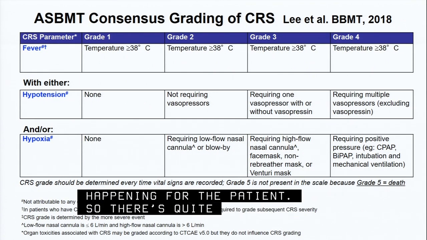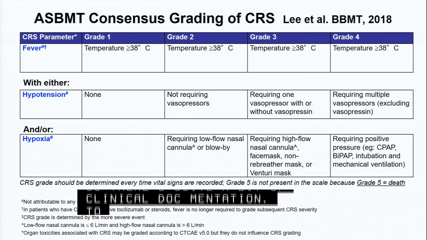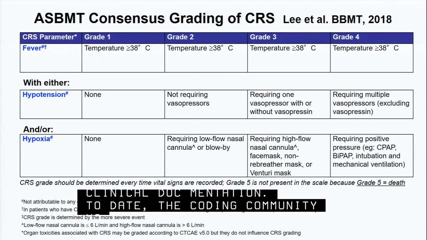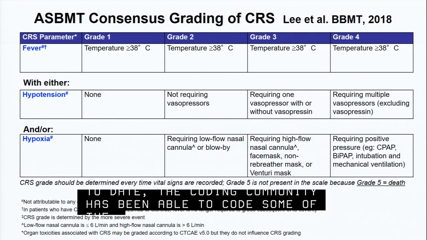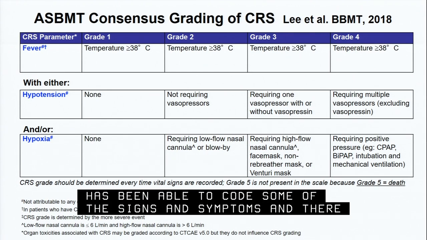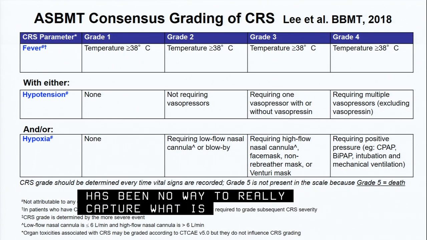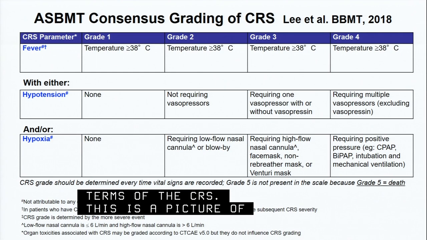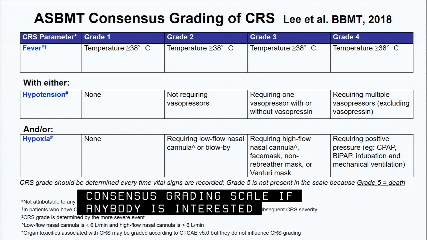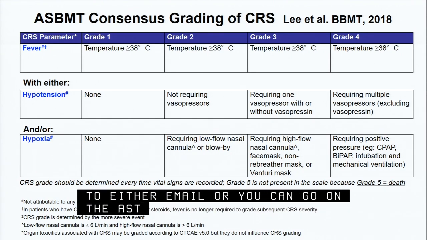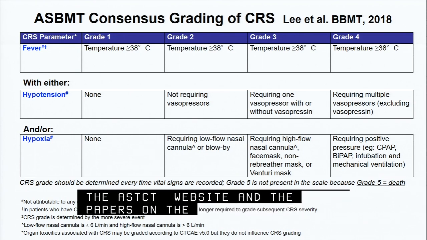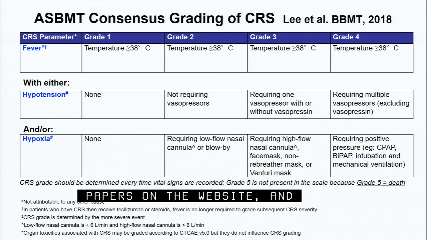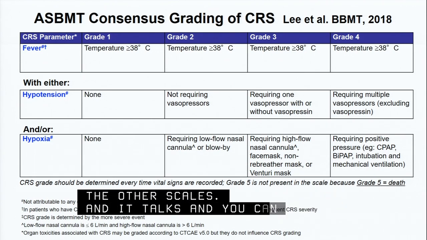This is a picture of the consensus grading scale. If anybody's interested, I'm happy to either email or you can go on the ASTCT website now. Their paper is on the website, and it's a really interesting paper because it lays out those other scales, and you can kind of see how the group got to some consensus. So they've made a pretty simple scale where they're really looking at fever, hypotension, and hypoxia, and then there's the different grades. Their scale itself doesn't show a grade 5 because grade 5 is death.